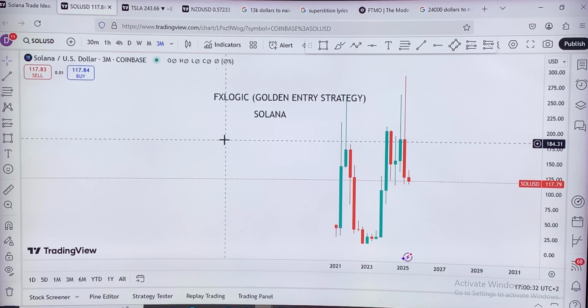So today we are going to be talking about Solana. Solana is a crypto pair. We're going to be looking at a top-down analysis from the 3 months time frame down to the daily.